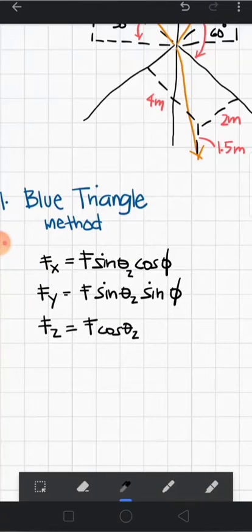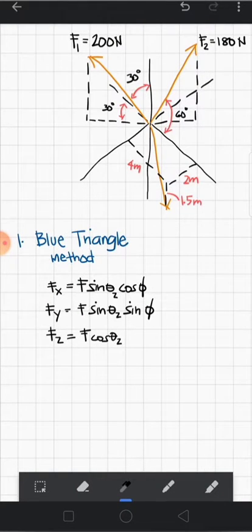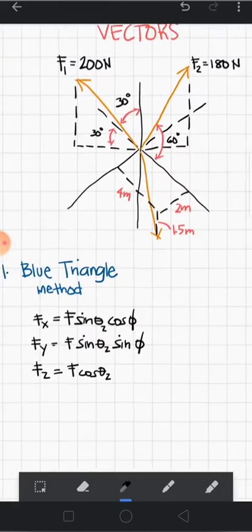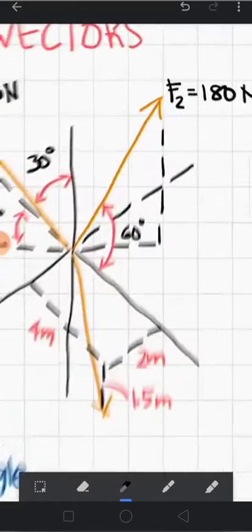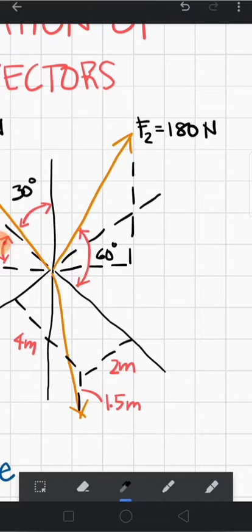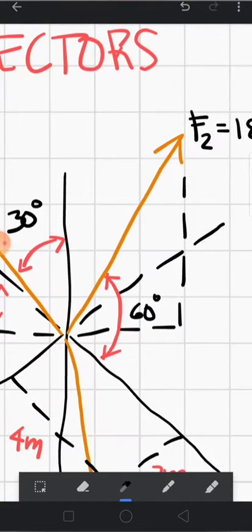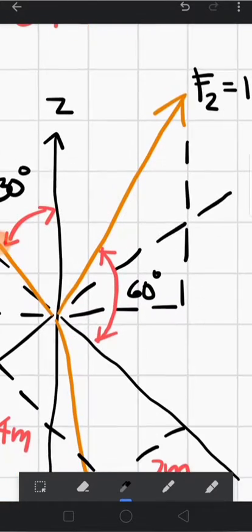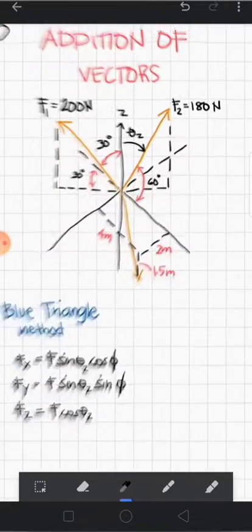So unsa man ning theta z og phi? The theta z is the angle between the z axis to the force. Let's say kani nga 180 Newton force. So let's say this is the z axis. Theta z is this angle, the angle from the positive z axis to the force.